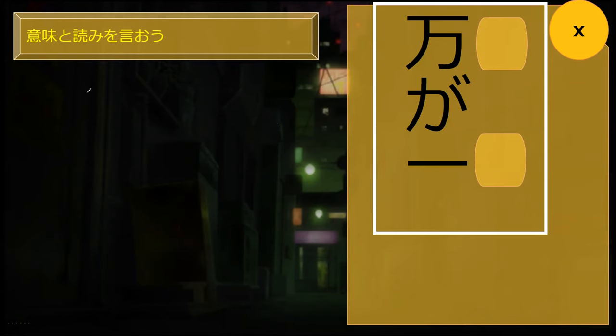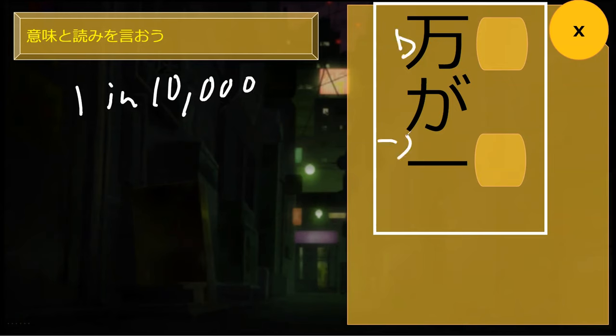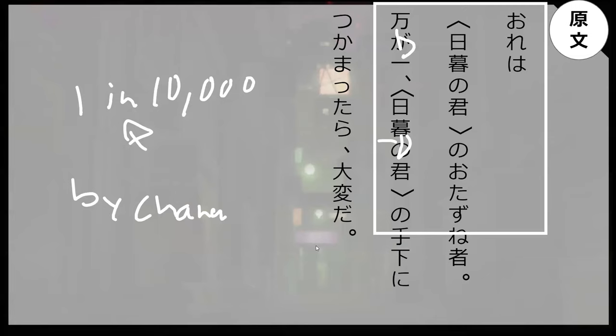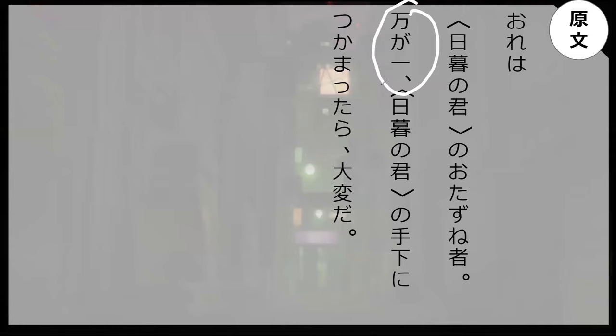So literally it is 1 in 10,000, right? Man, 10,000 and ichi, one. And this means by chance, right? 1 in 10,000 by chance. A lot of times it'll be used in a way like, if by chance this happens, blah, blah, blah. So it's used with if statements normally. So right here we got the mangaichi with the if statement. So let's go read this sentence.